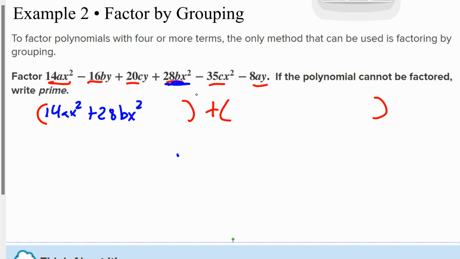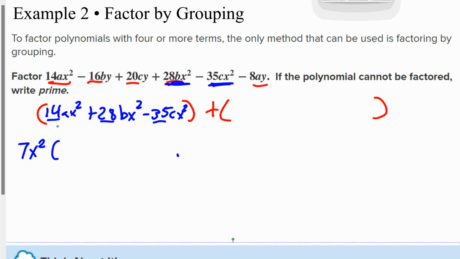And is there any other x squareds right here? I have another x squared. I can't combine like terms because it's an ax squared, a bx squared, and a cx squared. But I can factor out an x squared, right? And then look at the numbers. Can I factor out any numbers? Look at that, I could probably factor out a 7. So a 7x squared I can factor out.